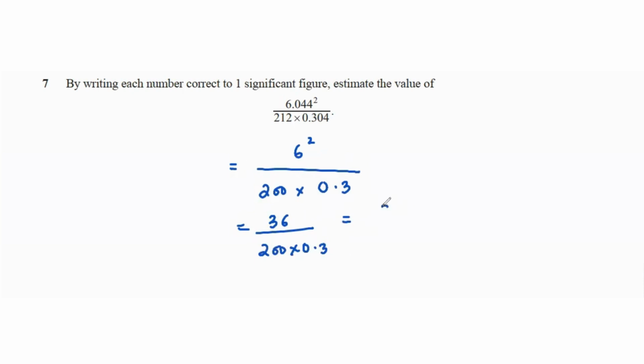200 times 0.3 is going to be 60. So 36 over 60 is going to give us 6 over 10, which is 3 over 5. And you can rewrite that as 0.6.